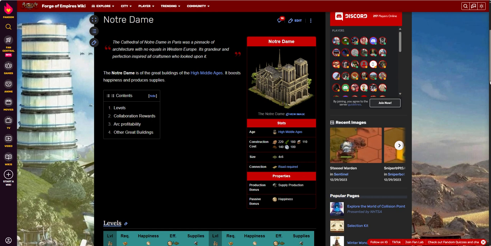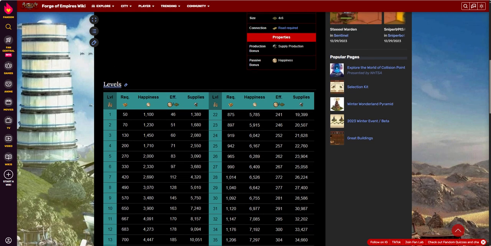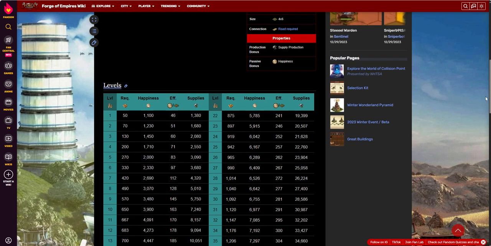And let's see how quickly it pays and what it pays. So at level 1, you're getting 1,100 happiness with a 46 per square efficiency, and then you're only getting 1,380 supplies, which by high middle ages is not much, especially when you start looking at some of the other great buildings that are giving supply boosts on supply production. You can really be cranking some supplies repetitively throughout the day. To say that this real estate's going to be worth 1,380 supplies a day with no boost on it. Mind you, it picks up from there, but you're making some pretty big commitments of forge points to get up there.